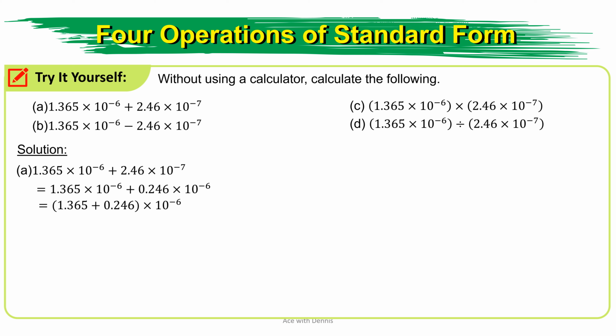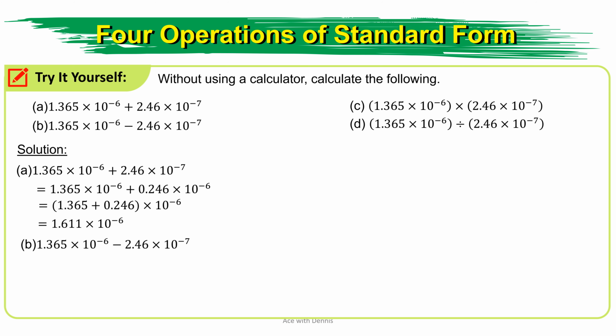So the numbers add together, and we can bring out the 10. So it is 1.365 plus 0.246 times 10 to the power of negative 6, and the answer is 1.611 times 10 to the power of negative 6.